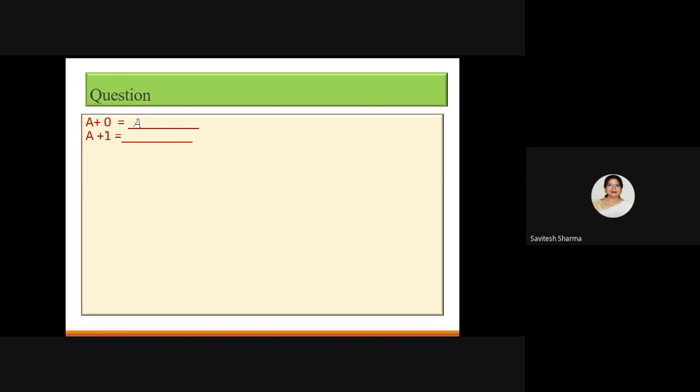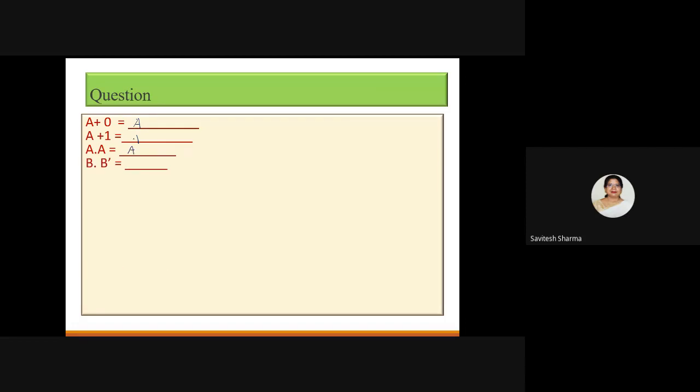Next is A plus 1. Please answer me. A plus 1 is equal to, all of you please respond. If you remember the theorem, please respond. What is A plus 1? 1. Right, A plus 1 is 1. Good. Next, A dot A. A dot A is A.